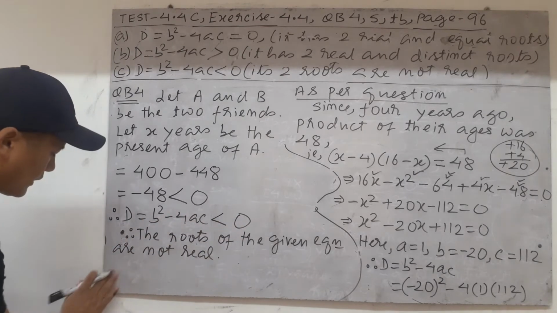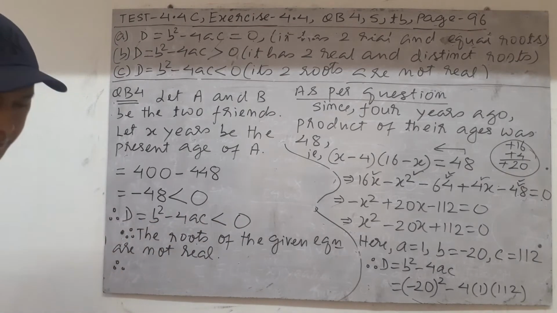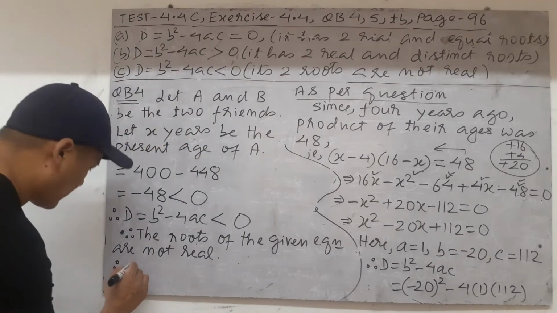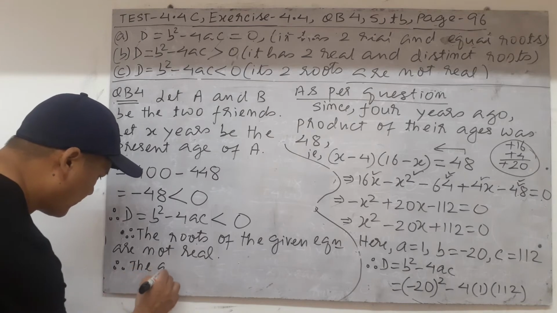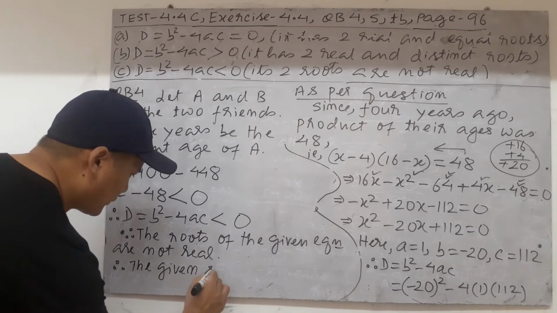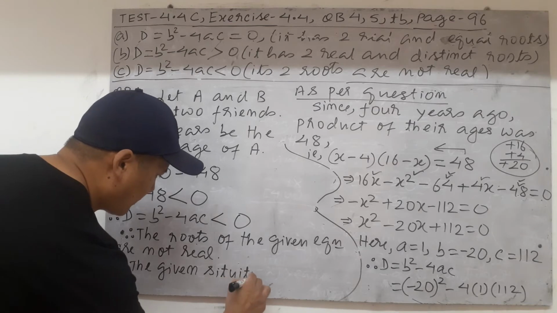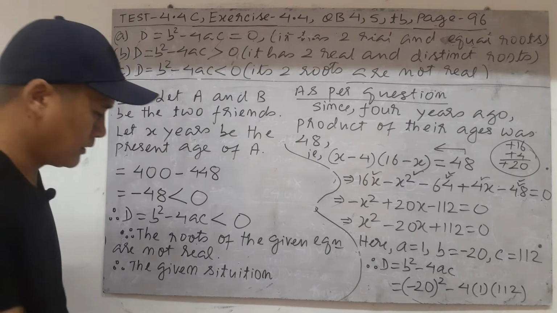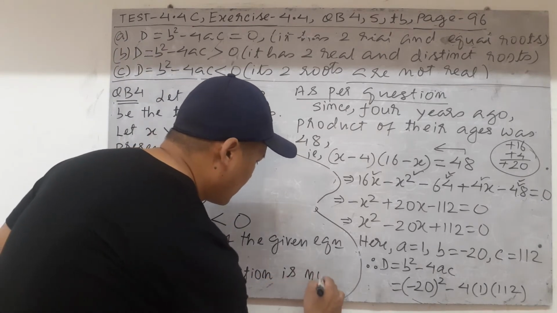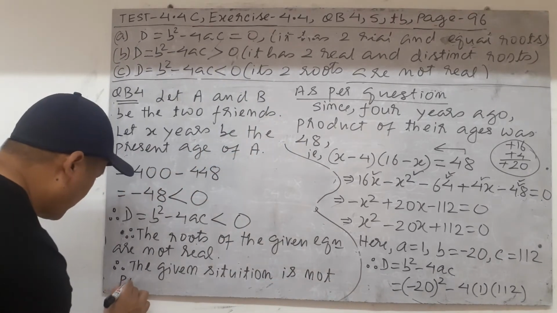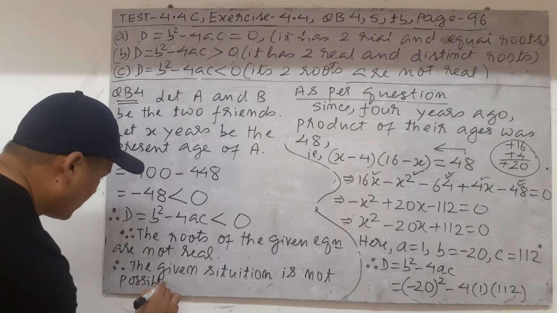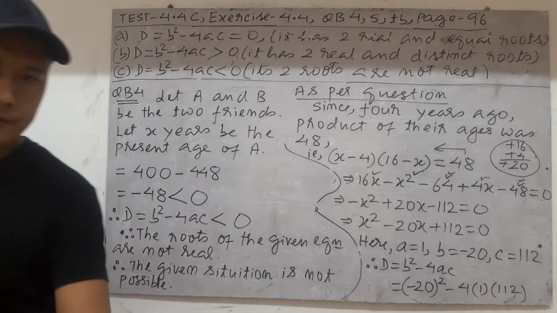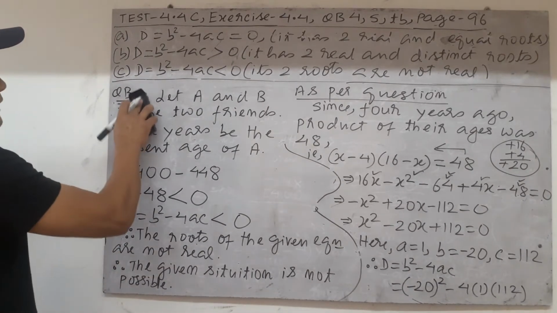So if the roots are not real, then our answer to the question, is the following situation possible, is this: therefore the given situation in the question for those two friends A and B to have such ages as mentioned is not possible. If it's not possible, we cannot determine the percentages, so we can stop there. I hope you got it right. And B5, let us go to B5.